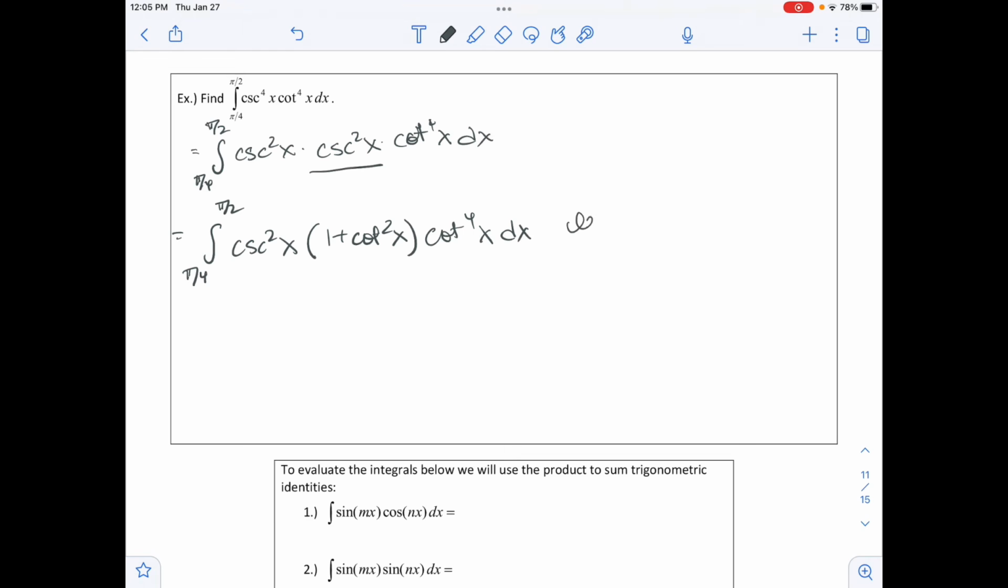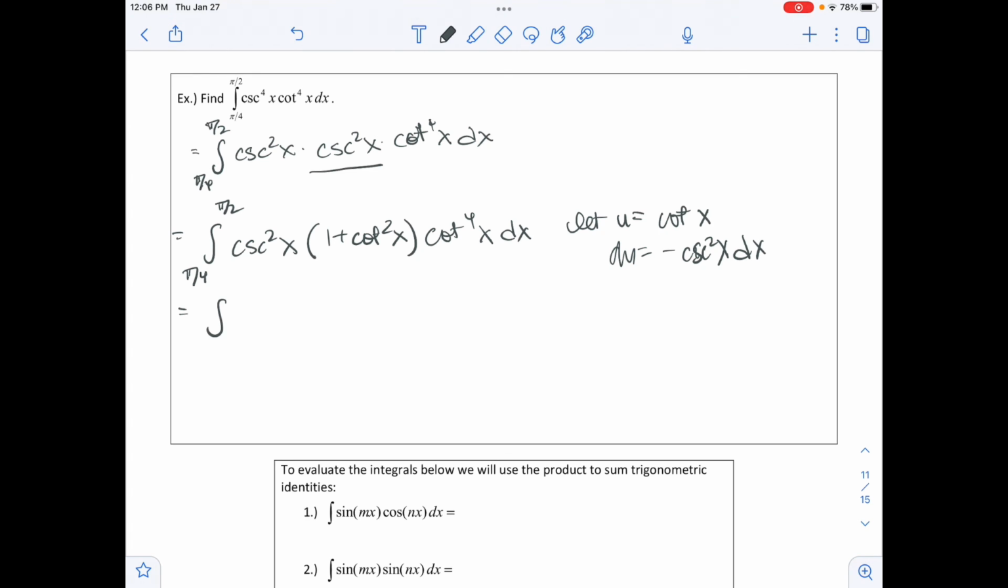And from here, I would let u equal cotangent x. And the derivative of cotangent x is equal to negative cosecant squared x dx. So from here, this is now going to become the integral, and yes, we do need to change those limits of integration, but we will do that momentarily. Let's first do the u substitution. And so my cotangents are all now u, and cosecant squared x dx is equal to du.